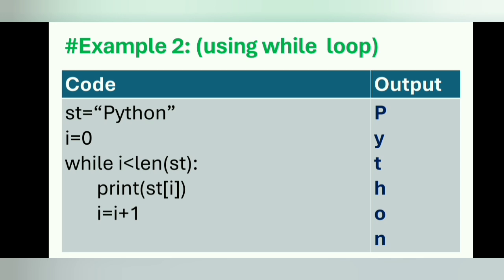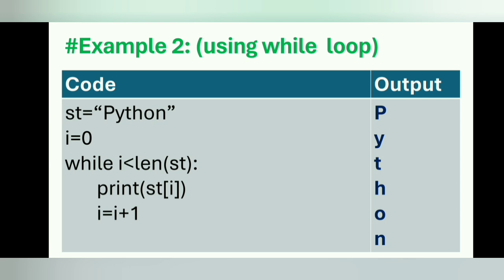For instance, in the first iteration, the index variable i is 0. So it accesses the first character, which is p, and prints it. Then it increments the i value by adding 1 to it. In the second iteration, the index variable i is 1. So it accesses the second character, which is y, and prints it. Then it increments the i value by adding 1 to it.